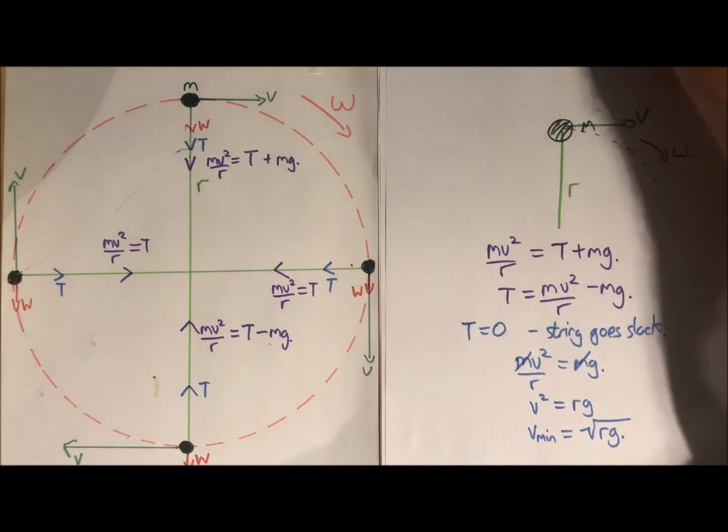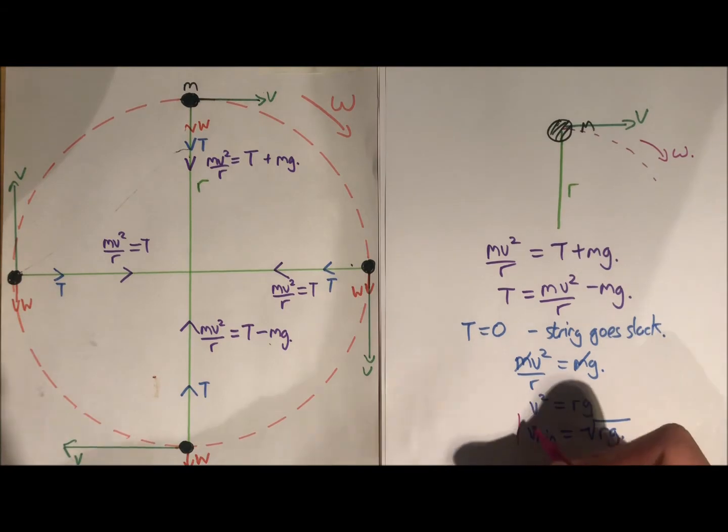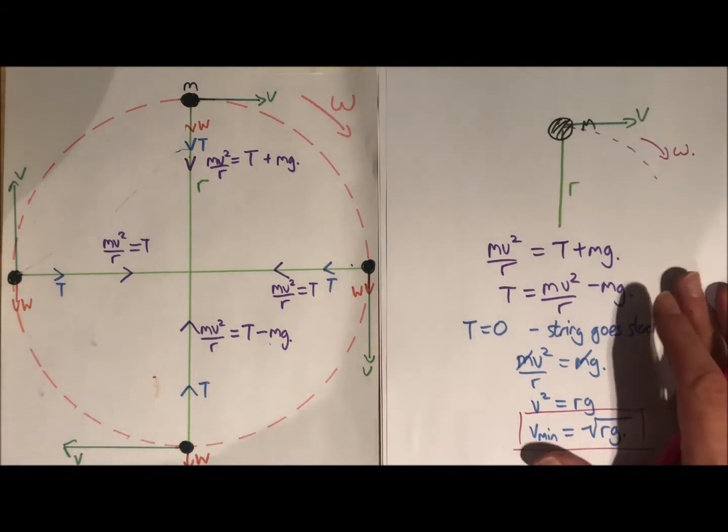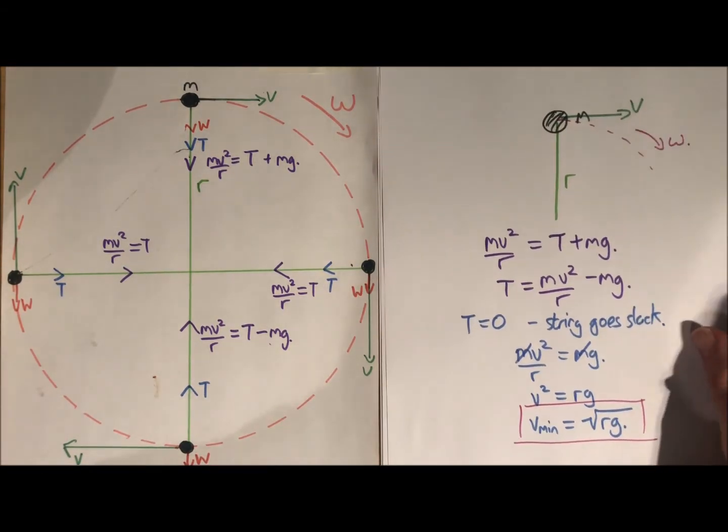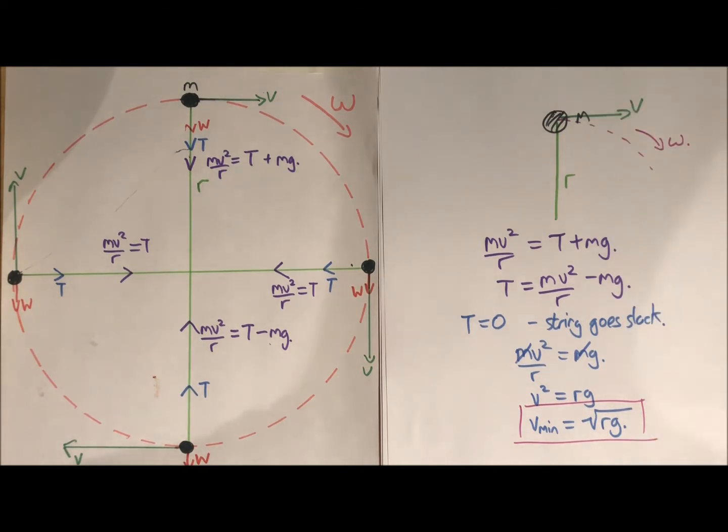So that equation, minimum speed is the square root of rg, the minimum speed requirement to maintain circular motion in a vertical circle, is really important. Again, it's not on the formula sheet. It's an absolute favourite of the multiple choice section of exam papers in particular.